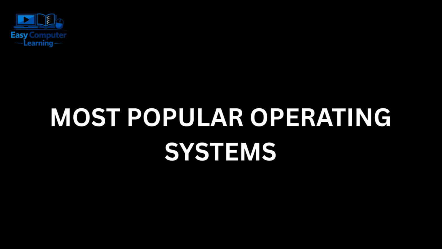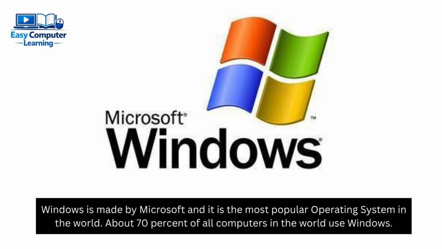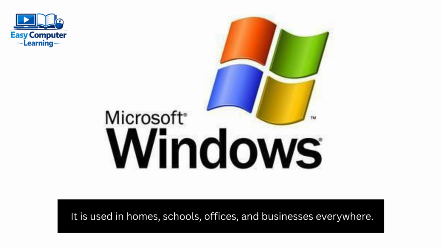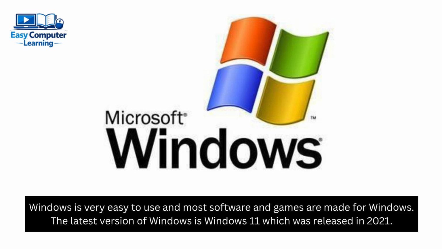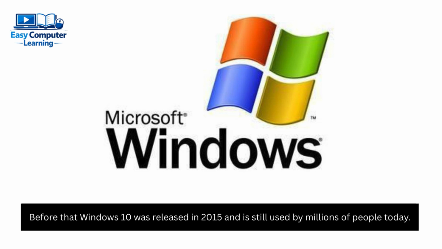Most popular operating systems. Windows. Windows is made by Microsoft and it is the most popular operating system in the world. About 70% of all computers in the world use Windows. It is used in homes, schools, offices, and businesses everywhere. Windows is very easy to use, and most software and games are made for Windows. The latest version of Windows is Windows 11, which was released in 2021. Before that, Windows 10 was released in 2015, and is still used by millions of people today.